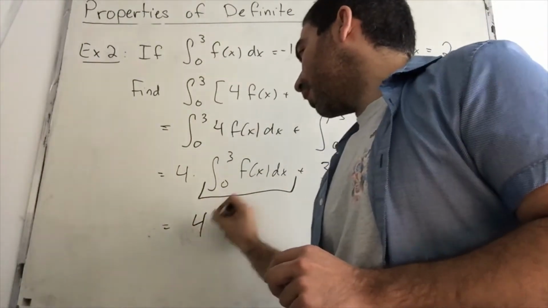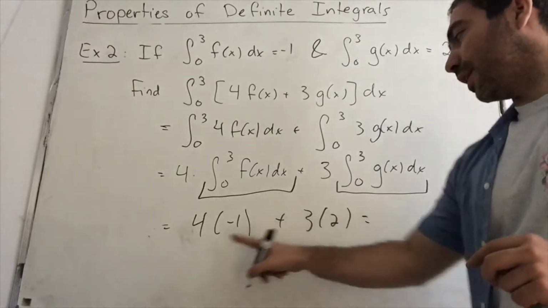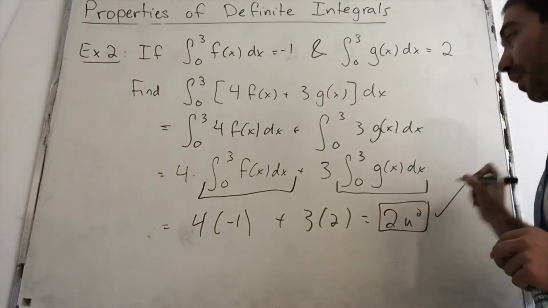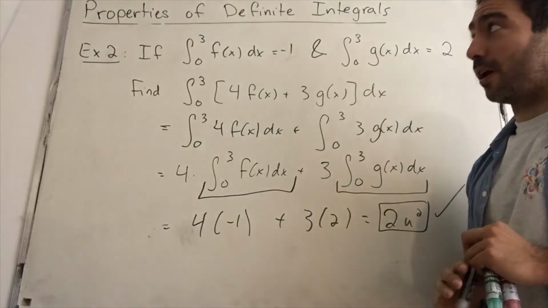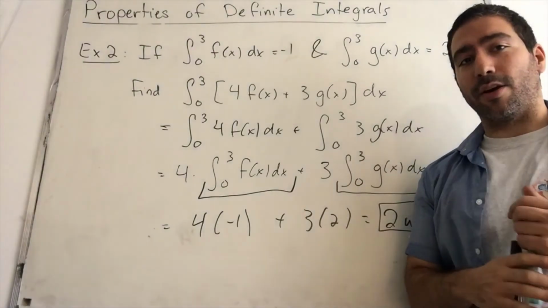This is 4 times negative 1 plus 3 times 2. Negative 4 plus 6 gives us 2 units squared. And that's the final answer. Okay, so I hope you got that. Not too bad of a problem. Let's take a look at a harder problem now.